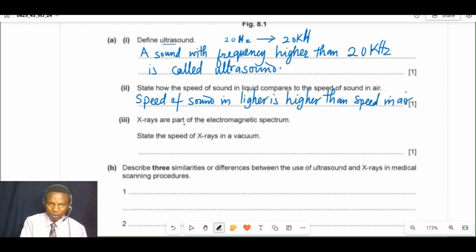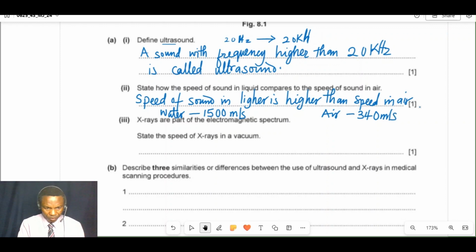Let me give an example. In water, which is a common liquid, the speed of sound is in the range of 1,500 meters per second, while in air the speed of sound is in the range of 340 meters per second. You can see the difference in range.